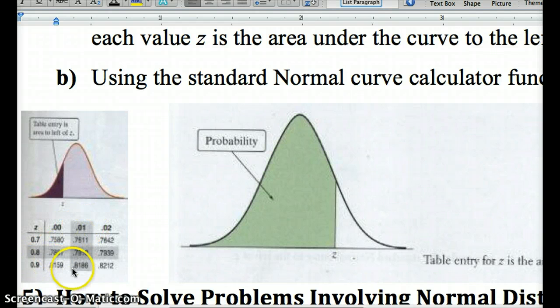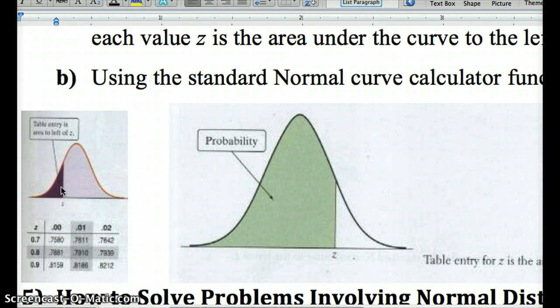For 0.91, I would find 0.9 here. It lines up with 0.01 here. So 0.8186 would be my value. That means 81.86% are to the left or smaller than 0.91. And that could also let me figure out how many are bigger by subtracting it from 100%, or one whole. So 1 minus this value would give me the area greater than 0.91. So very useful.